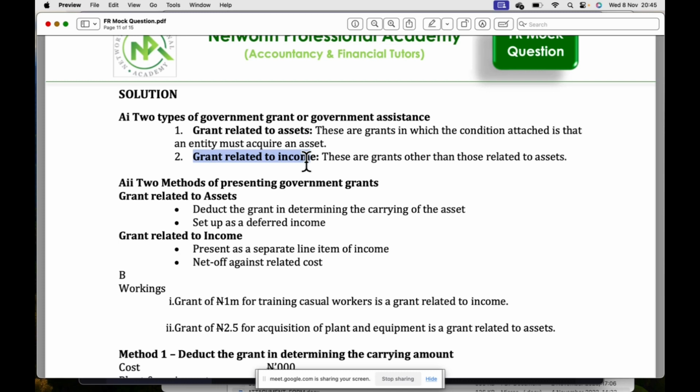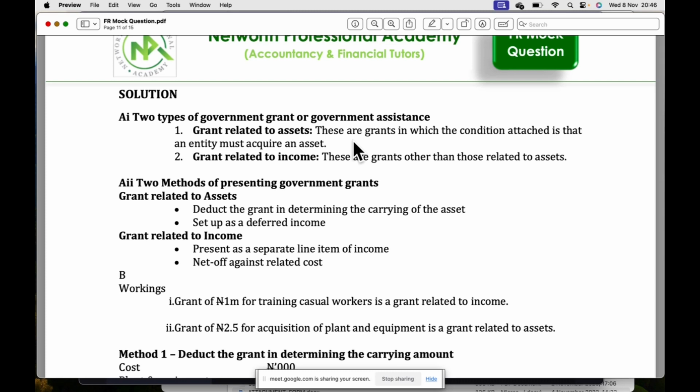recognized by IAS 20. And grants related to assets, these are grants in which the condition attached is that the entity must acquire an asset. So the government will say, buy this asset, then I will return your money to you. So maybe the asset is 500 million. The government will say, buy it, I'll give you 400 million. So you will fund the remaining 100. But that 400 million is a grant related to assets.